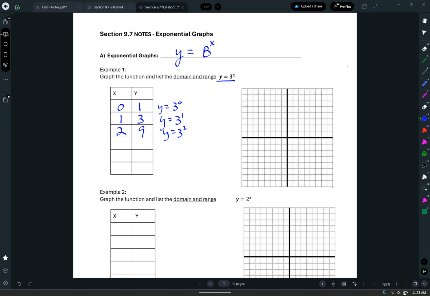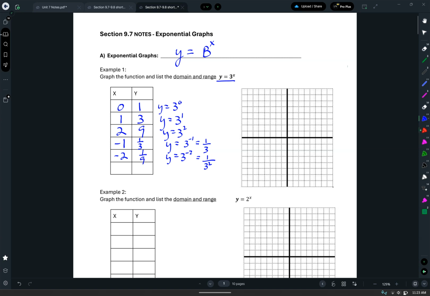Let's do some negative numbers. What if x is -1? If that's the case, I've got 3 to the -1. And remember, negative exponents mean it's a fraction, so that would be 1/3. Or what about -2? If my exponent were -2, isn't that the same as saying 1 over 3 squared, which we know to be 1/9? Okay, so let's hold it right there.